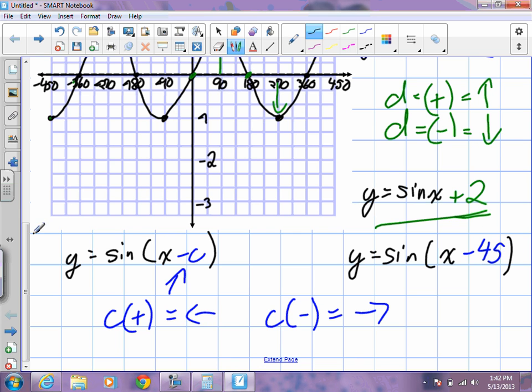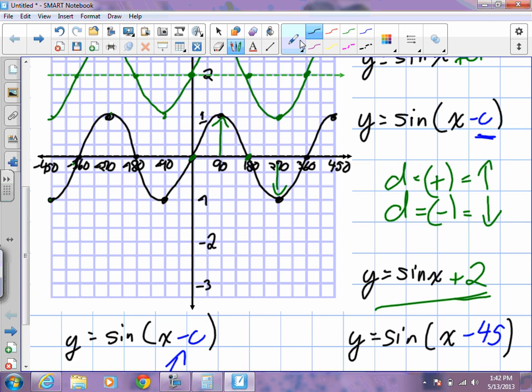Okay? So, what does that mean, 45? In terms of our graph, how far is that? Two of our units, or two of our boxes here, are 90. What would one box be? 45. So, for this graph, that means we're going to be moving one space which way? Because it's negative 45. To the right. So we're going to take each of these points and move them one to the right.